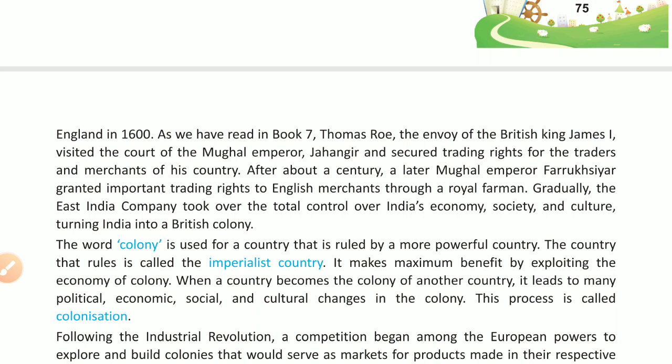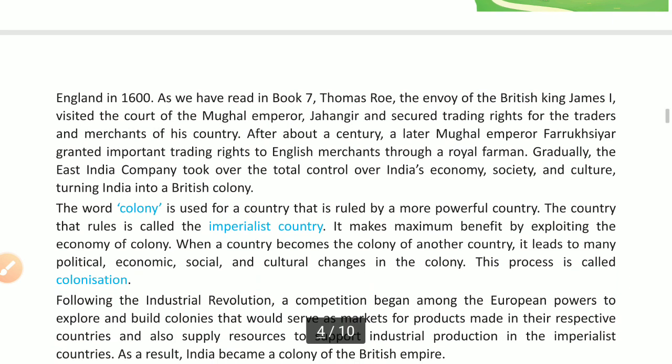In the time of Jahangir, the British envoy came to India, and he asked for the trading rights. And during the rule of Mughal Emperor Farrukh Shah, the royal firman. What is the meaning of firman? Firman means order. So, through the royal order, trading rights were granted. Trading rights were granted to the British.